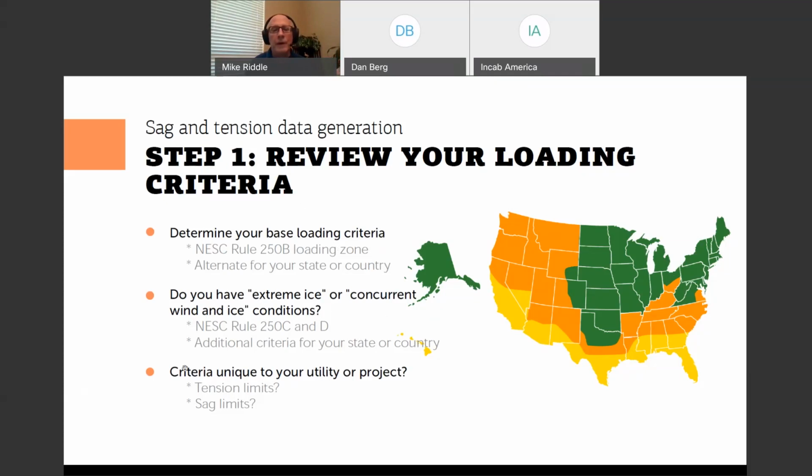On top of that, you might even have some tension limits that are unique to your utility or perhaps to a specific project. For example, sometimes when people are replacing a conventional ground wire like a 3/8 inch EHS, they may want to limit the tension. A common tension limit that I see is 5,000 pounds. So whatever tension limits, or you might have some specific sag limits, whatever those are, you need to collect all of those together. That's got to go into your program.